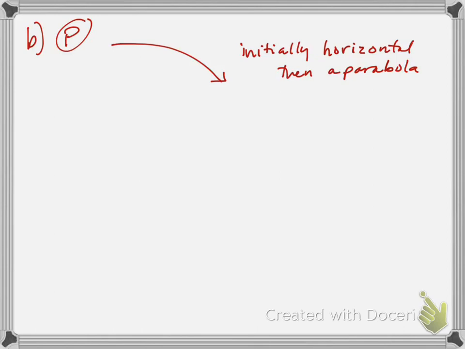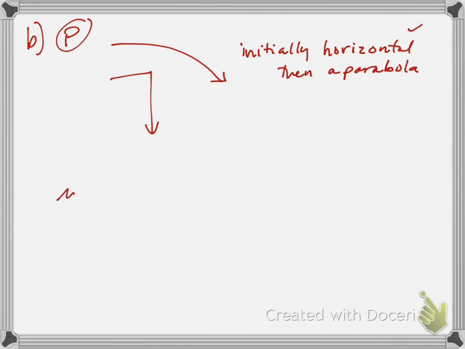So 3 points on this rubric. 1 for indicating it'd be initially horizontal. 1 point for constant horizontal motion. So in other words, not something like that. And then 1 point for vertical motion due to free fall. So 3 points for that one.